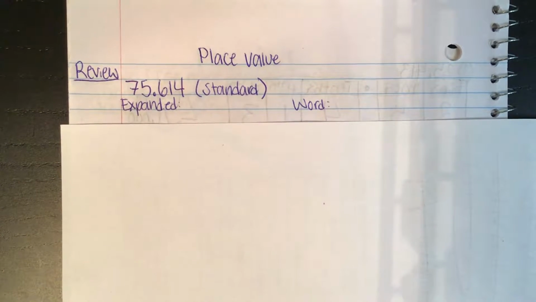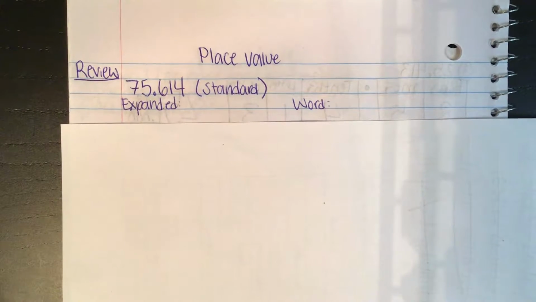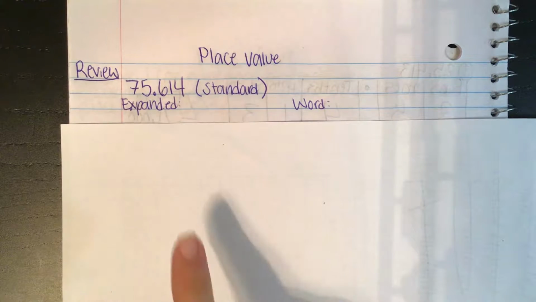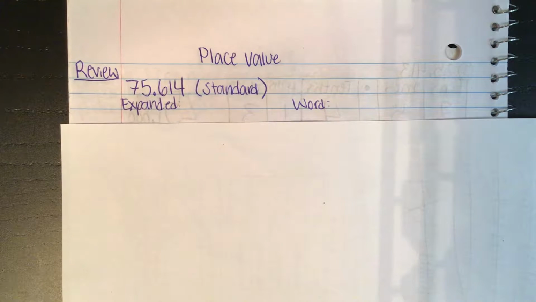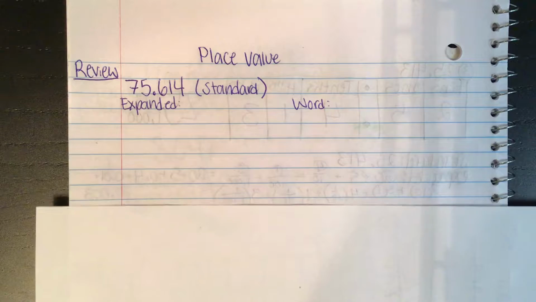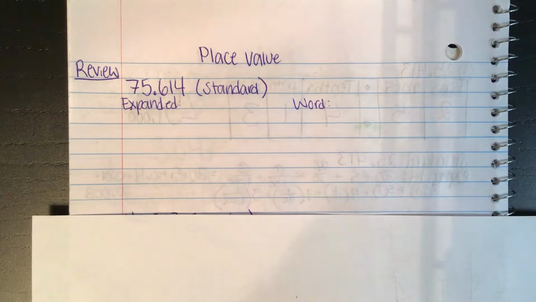Good morning. Let's go ahead and start off with a review from our place value lesson that we had yesterday. So I went ahead and gave you the standard form of this number, 75 and 614 thousandths. We'll begin by writing it in expanded form, and I left us some space here to do that.